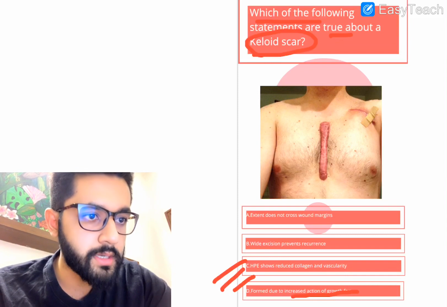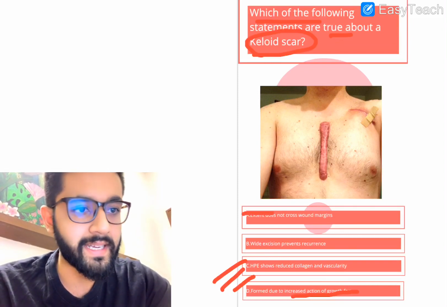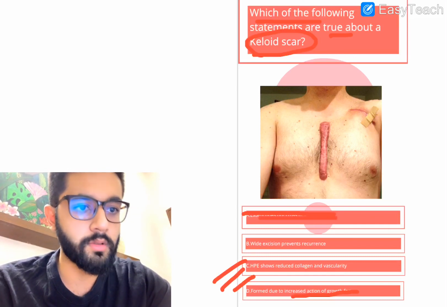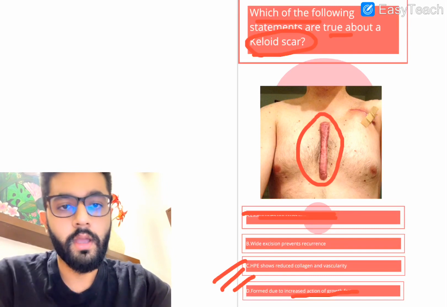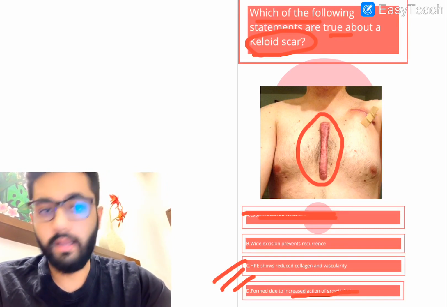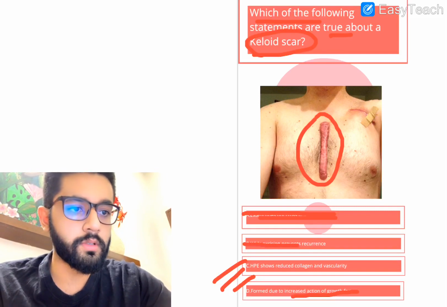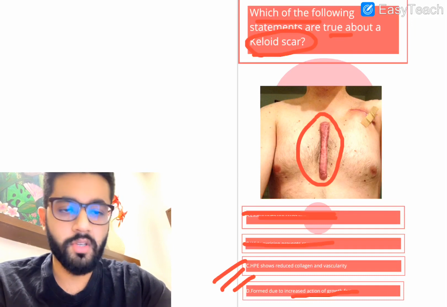Does not extend the wound margin. So it is a larger than normal scar. So it definitely does extend the wound margin. So that's ruled out. Next is wide excision prevents its recurrence. So this is something which has to be remembered about keloid. Recurrence is really high. So this is ruled out. Post wide excision, you have good recurrence if you do just wide excision.